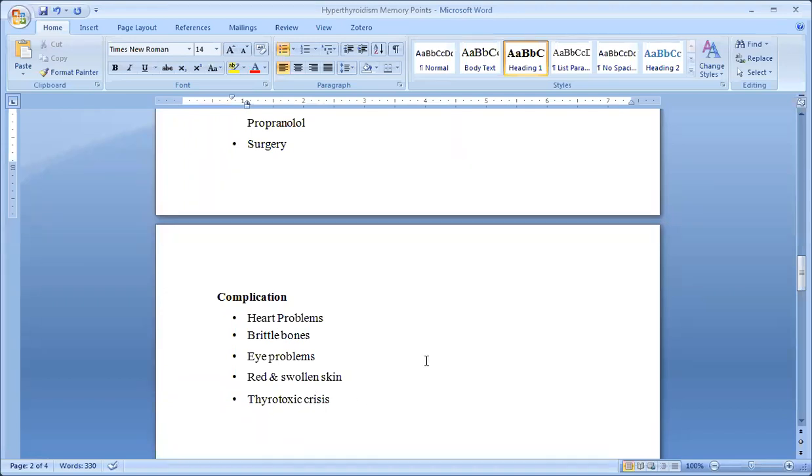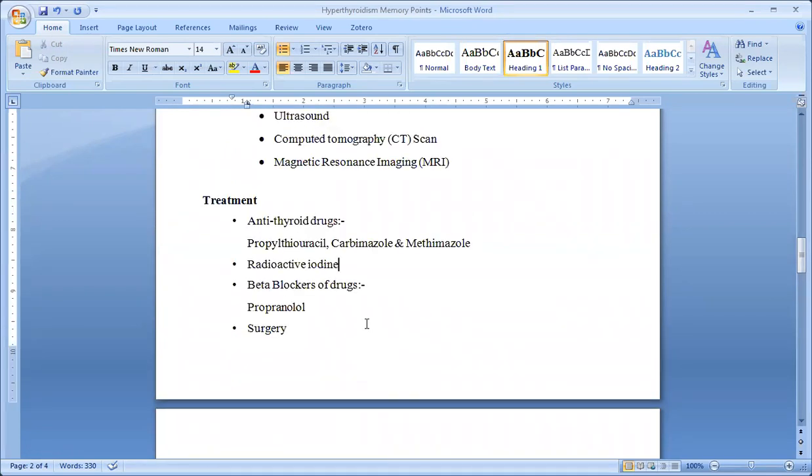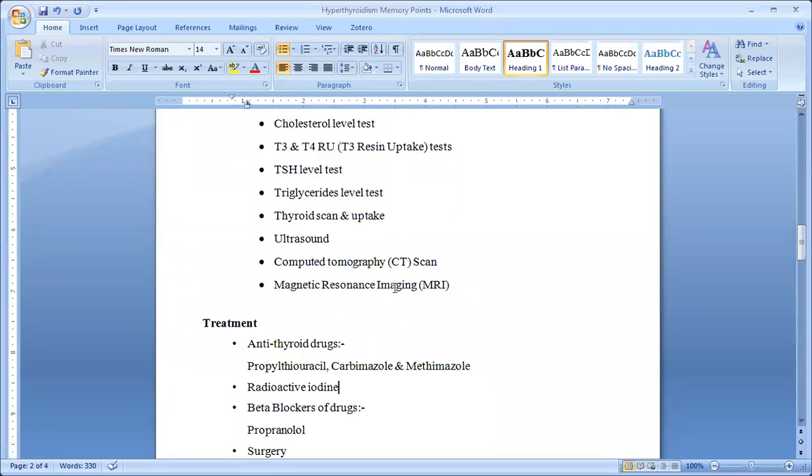These are all about hyperthyroidism. Did you understand all of this? Yes, ma'am. So shall we stop here only? Yes, ma'am. Good night, all of you.